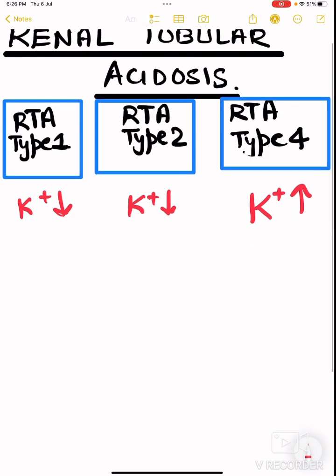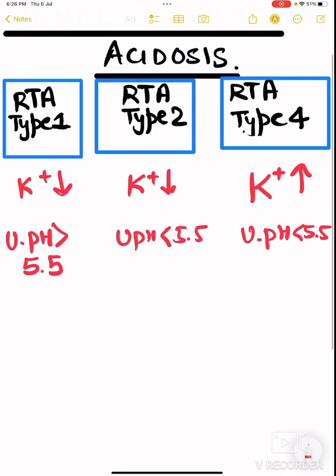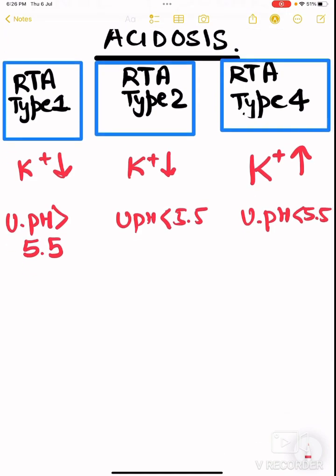Next thing which is important is the urinary pH. RTA type 1 is the only one where the urinary pH is more than 5.5. The urinary pH in RTA type 2 is less than 5.5, and the urinary pH of RTA type 4 is also less than 5.5. Extremely important.